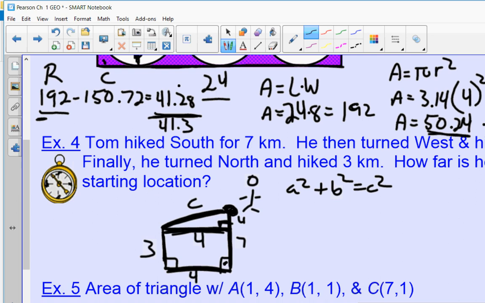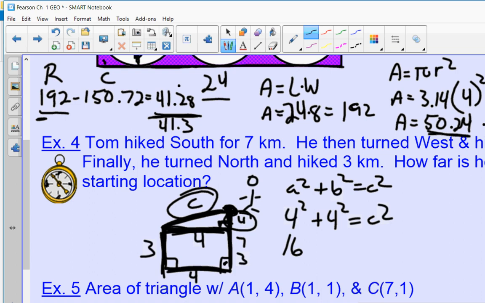So really, I'm trying to find C. My A is the same as my B by my picture, this 4 and this 4 right here. If this is 7, then this would have to be 3 to match this one over here, so this has to be 4 right there. So 4 squared is 16 again. 16 and 16 is 32. Remember, I want to get C all by itself, so I'm going to take the square root.